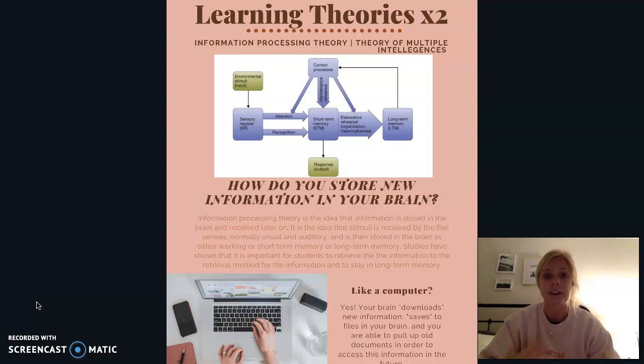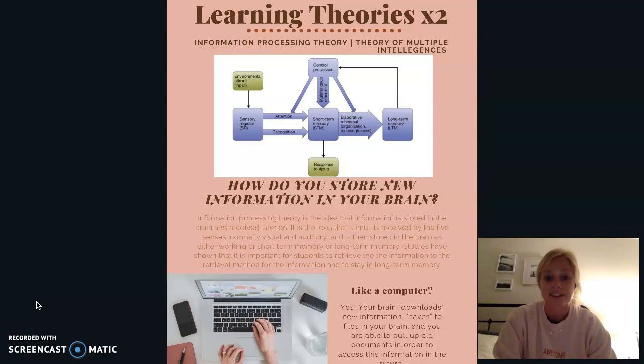What we're doing right now is actually a good example of short-term memory. You learning about this theory right now is going into your short-term memory. If you understand this theory and you're able to retrieve it later, that will be in your long-term memory storage.